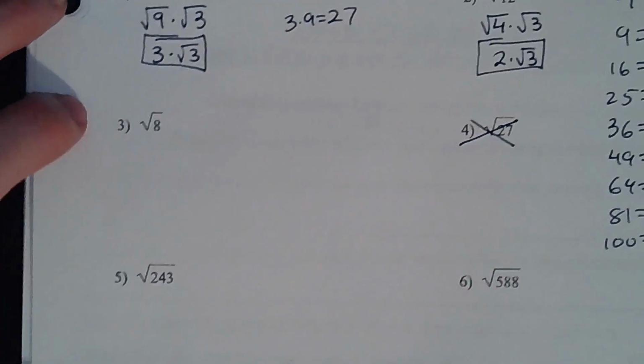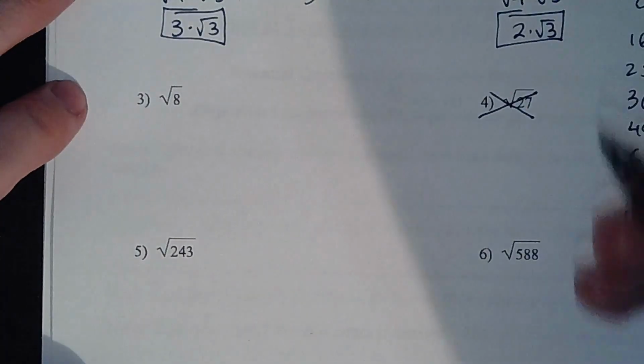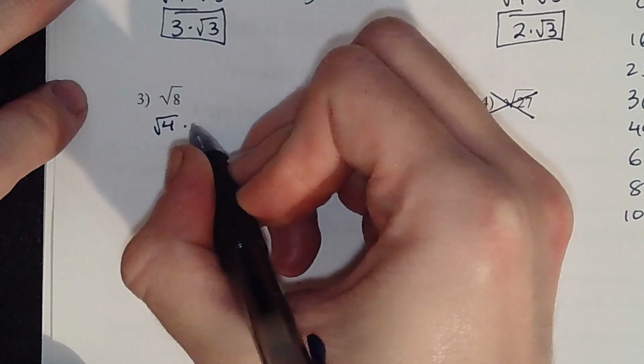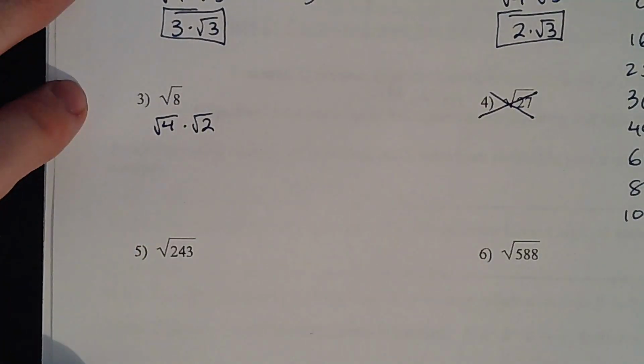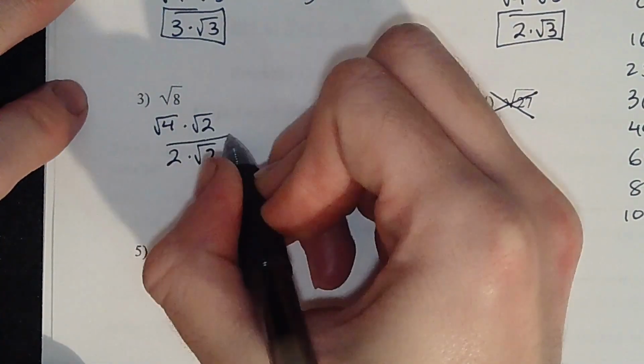Same exact thing on problem number 3. So problem number 3, square root of 8. Well, square root of 8, we're going to check first, does it divide by 4? Oh, it sure does. We get the square root of 4 multiplied by the square root of 2. And the square root of 4 is 2 times the square root of 2.